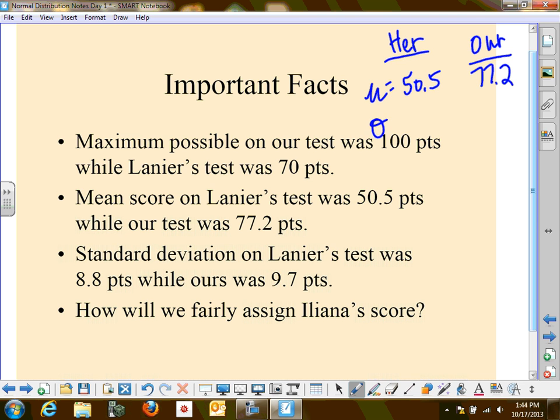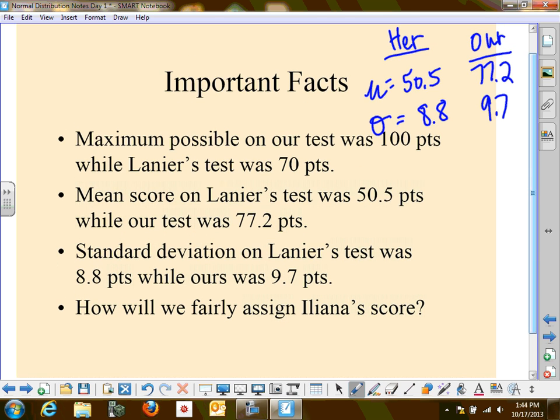Okay, standard deviation-wise, if they have a standard deviation of 8.8 and we have a standard deviation of 9.7, what can I say about their data as opposed to our data? Less varied. Nice. Okay. So the question is, how can we relate those two things together, keeping the distribution of the grades in mind? I'm just going to pause right there and let you think about that.